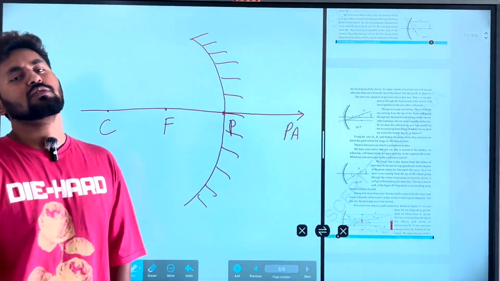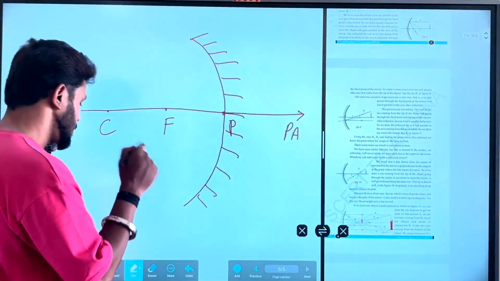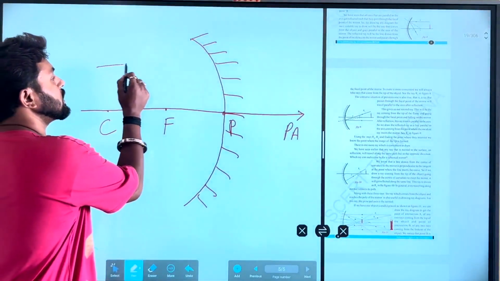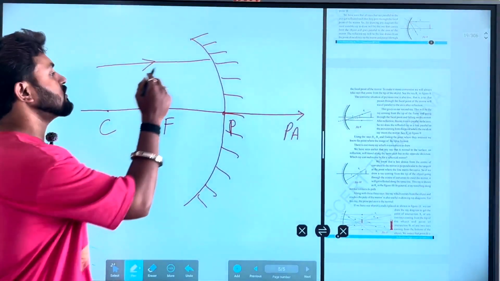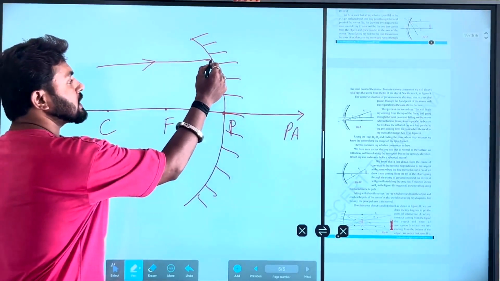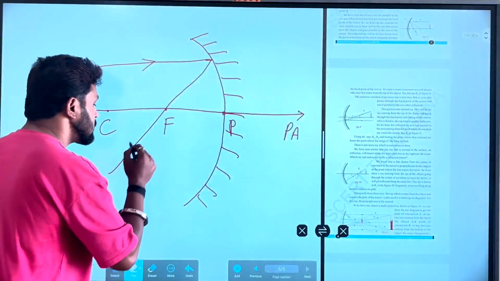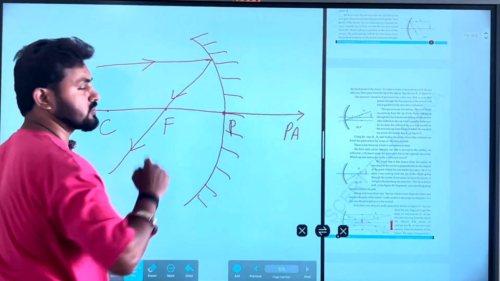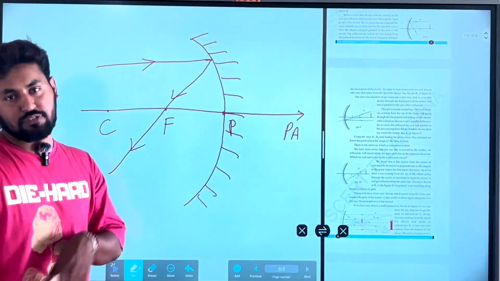Now the first rule says that if a ray of light which is coming from infinity, this is a ray of light coming from infinity, after striking the mirror, the reflected ray will pass through the focus. This is the first rule that we have.